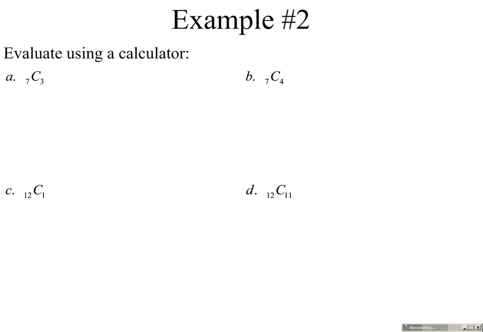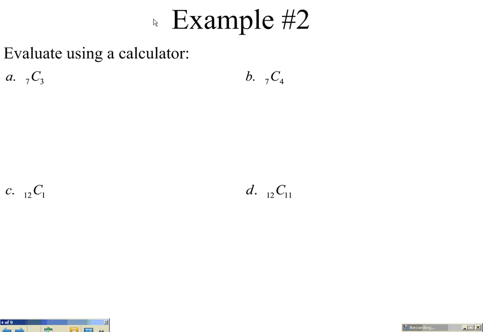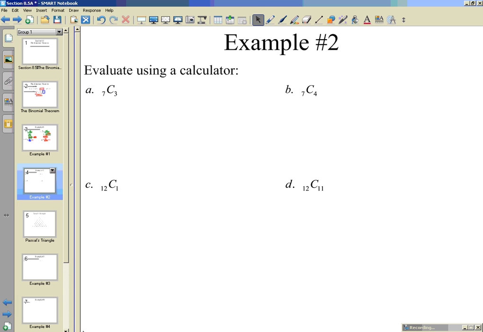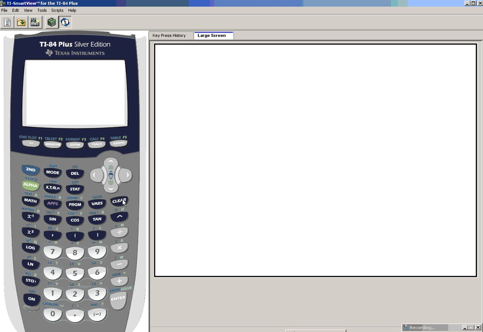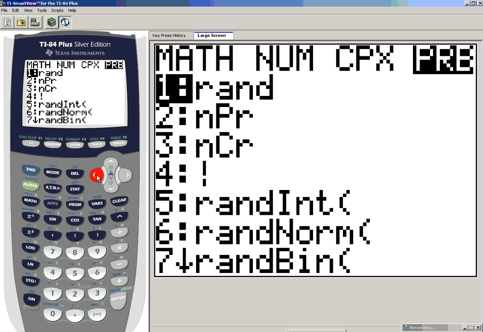Evaluating combinations with calculators. So let's go to the calculator. We'll plug each one of these in and then record the answers. Combination is underneath math and probability. First one, 7 choose 3. Put in what you are choosing from. 7, math, probability. Third command down is combinations.